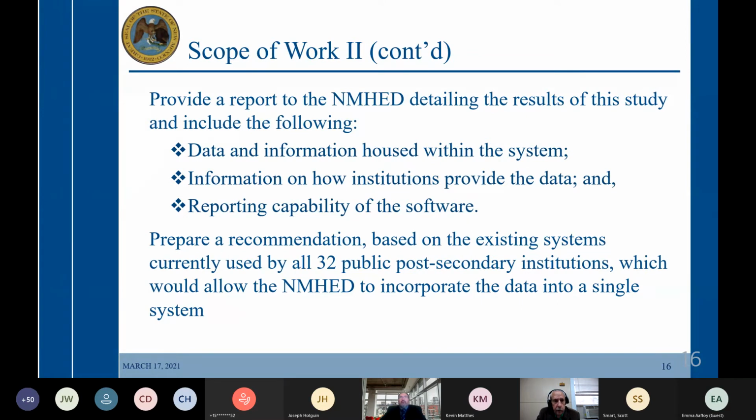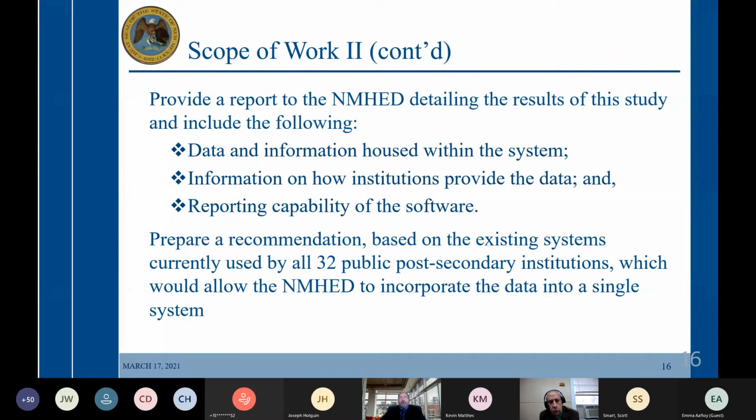And then we were expected to provide a report, of course. NMHED was interested in what sort of data and information the institutions house. And again, I really want to give credit to NMHED for wanting to take it out of the realm of being anecdotal and see what was out there. They wanted us to look at how the institutions provide and collate the data, and then what kind of software was out there.